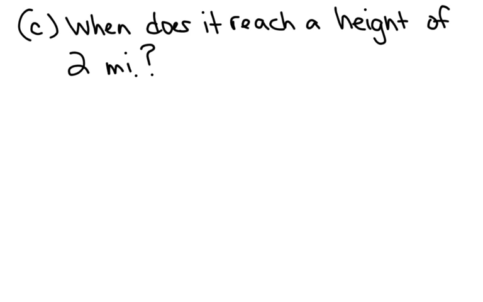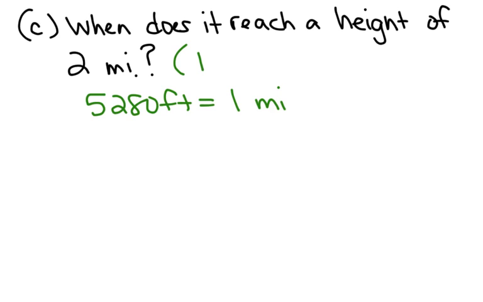Remember, when you work with an equation, you have to work in consistent units of measurement. So in problem C, when does it reach a height of 2 miles? You cannot plug in 2 for the height. You have to change that back into feet. There are 5,280 feet in 1 mile. This is something that we hope you have memorized. It will pop up many times during the school year. So 5,280 times 2 is 10,560. So we want to know, when is my projectile, my bullet, going to hit 10,560 feet?